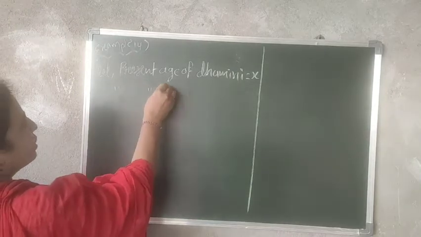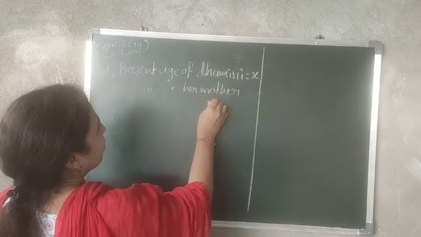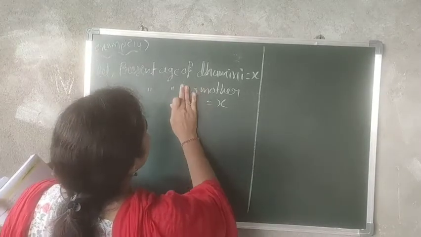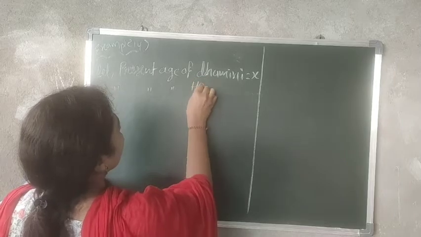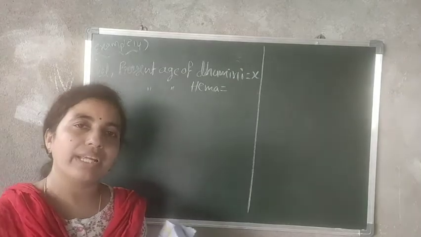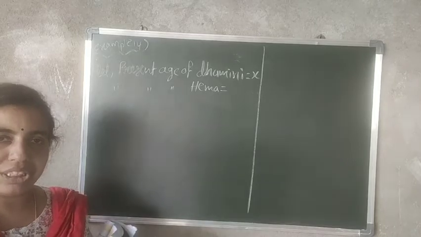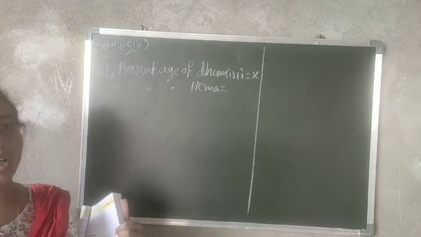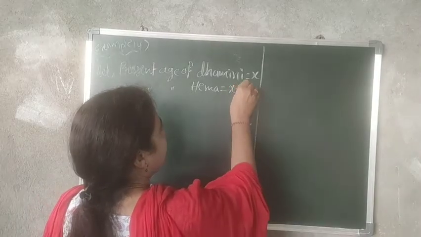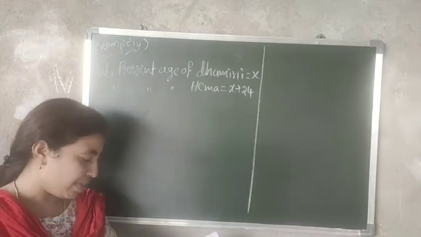Then the present age of her mother, Hema. They have given no name. What is given? She is 24 years older than her daughter Dhamini. If Dhamini's age is x, then Hema's age will be 24 years more, so we'll consider it as x plus 24. So present ages of Dhamini and Hema are x and x plus 24.